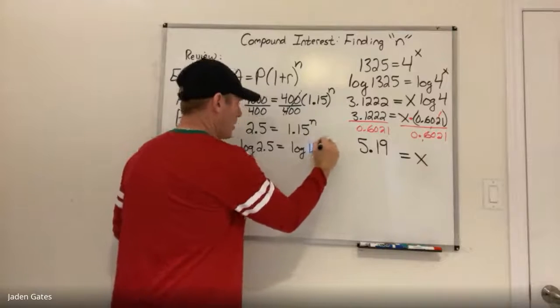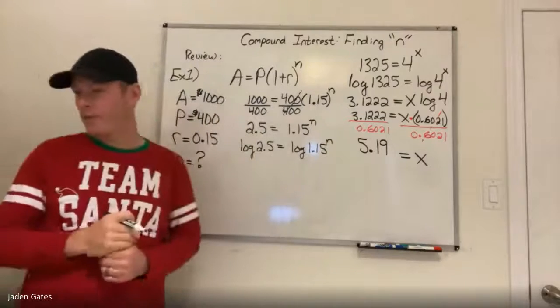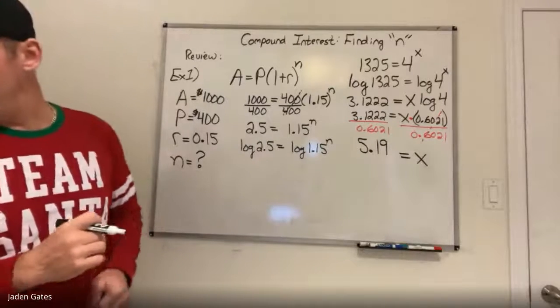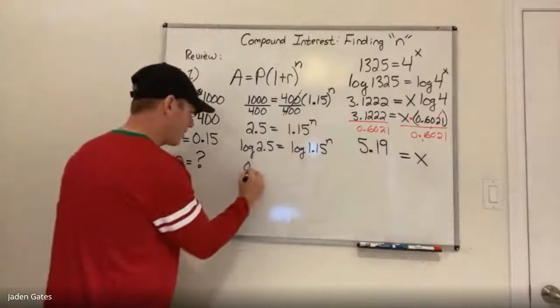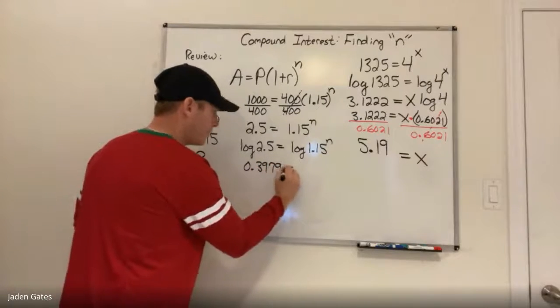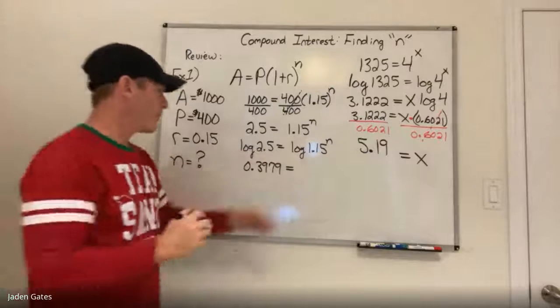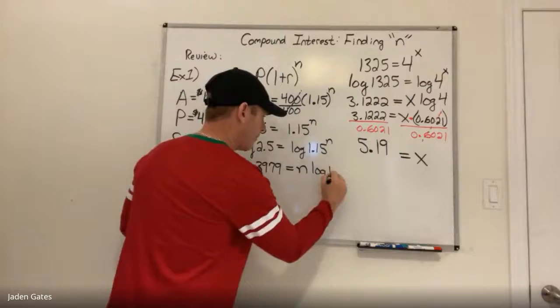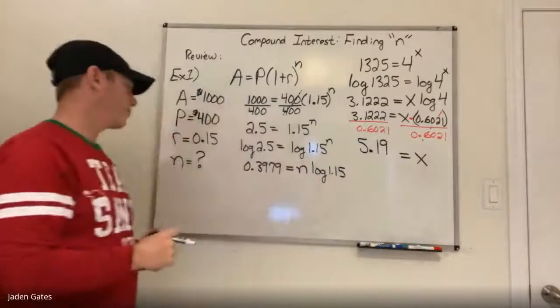There we go. And again, the log of 2.5, that's going to be a very small number. In fact, I'm going to get 0.3979. All right, and then again, I'm going to use my log rule here. I'm going to bring the n down in front. All right, so we've done that before.